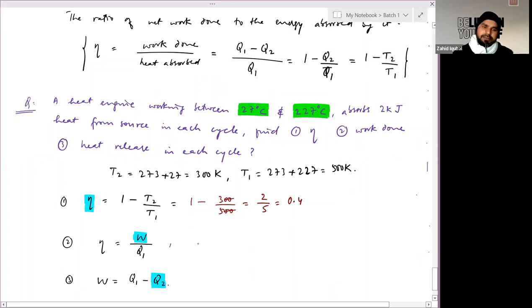If you substitute in the second part, eta we have 2 by 5. This Q1 will shift to left and get multiplied. So it will be 2000 equals to work done. 2000 by 5, it will be 4 into 2. So work done will be 800 joule. And using this part, Q2 is equals to Q1 minus work done. So 2000 minus 800, it will be just 1200 joule.